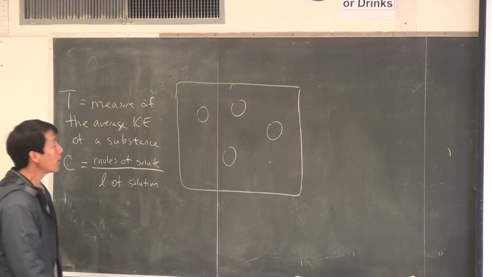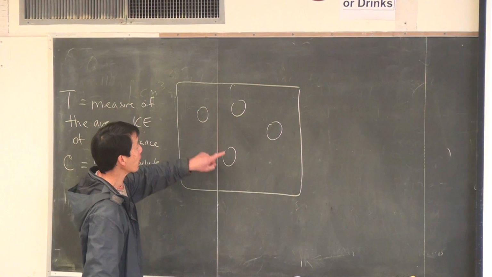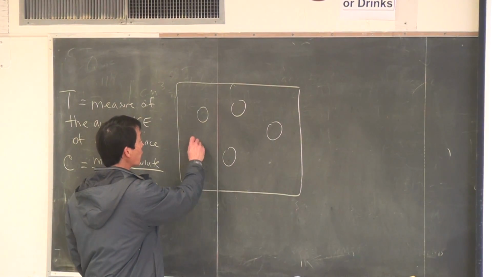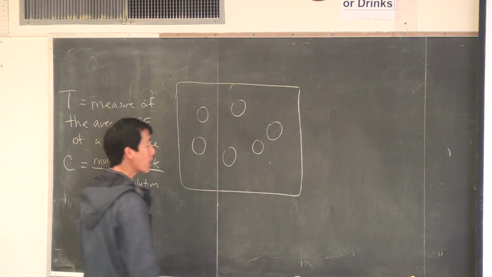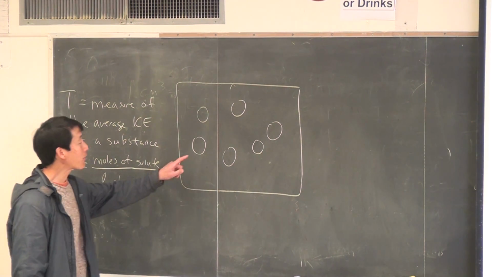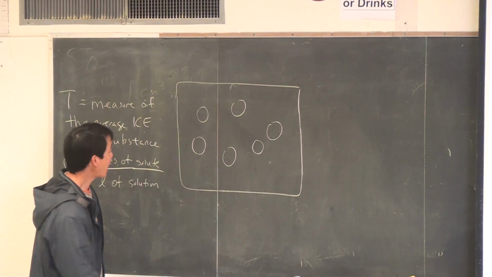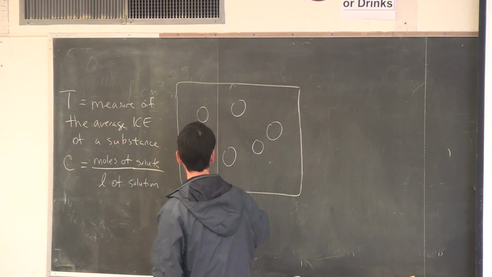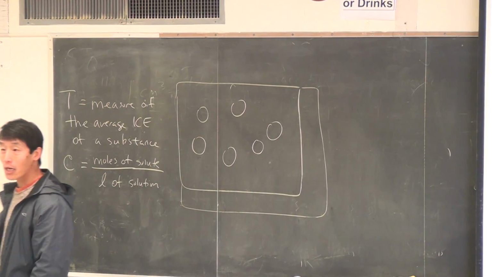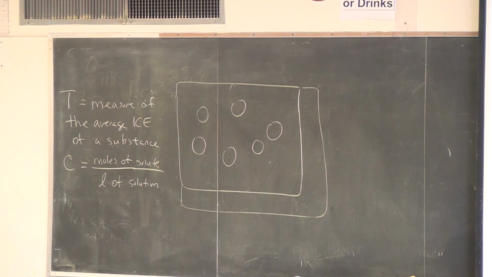So for example, note that we have 4 reactant molecules in here right now. If we put 2 more in there, have we increased the concentration or decreased the concentration? It increased the concentration. Okay, note that we have 6 of these balls in here. Let's say we make this container bigger now. Have we increased the concentration or decreased the concentration? It decreased the concentration.